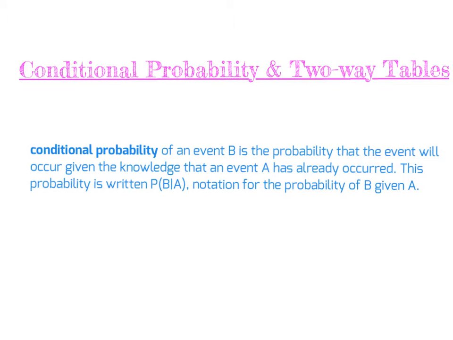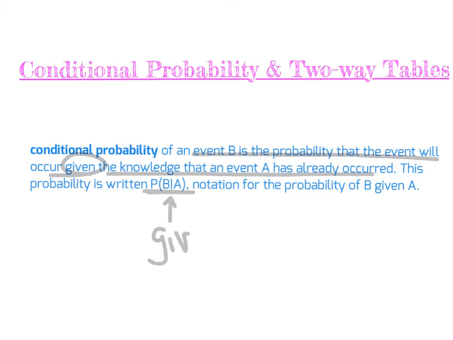Hey everyone, so in this video I'm going to go over conditional probability and two-way tables. From the previous lesson we learned that conditional probability is the probability that the event B will occur, given the knowledge that event A has already occurred. This is written as P of B given A, so this line means given.